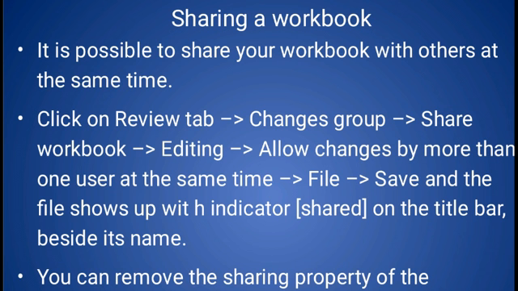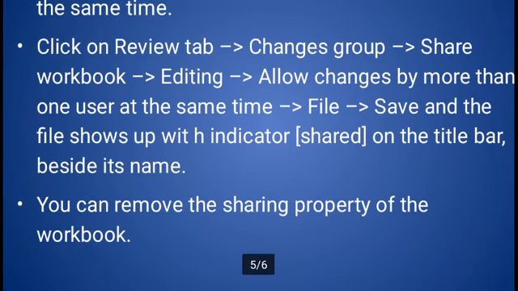So you can tick this option, and finally click File and then Save, and the file shows up with an indicator, Shared, on the title bar beside its name. So you can see at the top of your file, in square brackets, the word Shared. This indicates this workbook is shareable, meaning multiple persons can change it. You can remove the shareable property of the workbook. You can also disable or cancel the shareable property.